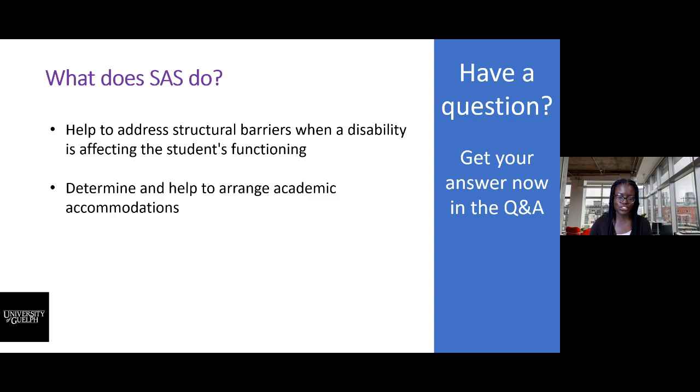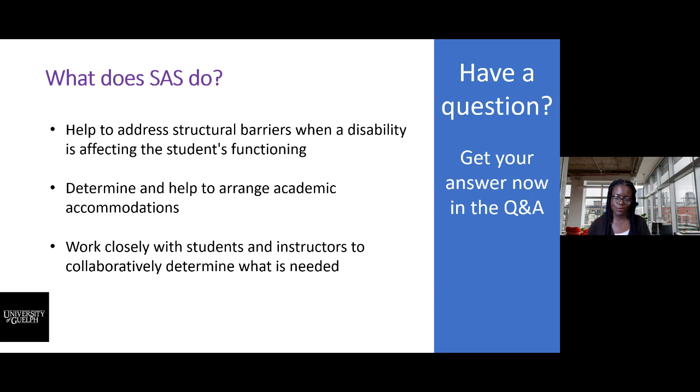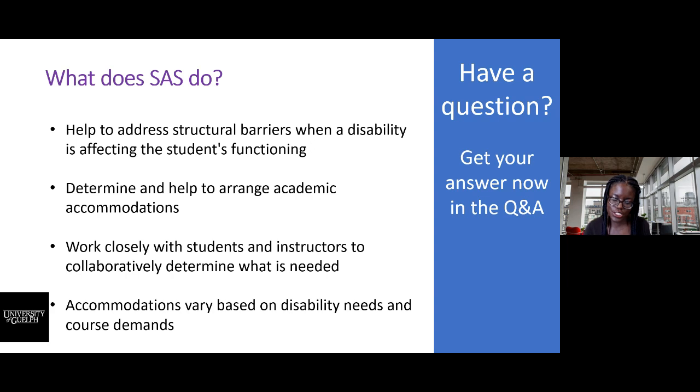So we determine and help to arrange academic accommodations, and we work closely with students and instructors to collaboratively determine what's needed. So it's not a case where we're going to decide everything and just tell you, okay, here are your accommodations. If you are an incoming student, we are going to want to hear from you. Of course, we review your documentation, but we want to hear from you about what your questions and concerns are, what accommodations you've had in the past that have been helpful for you. We might not be able to duplicate exactly all of your accommodations, but we'll talk with you about other ways to address your concerns, because accommodations will vary based on individual disability needs. Sometimes students will come in and they'll say, well, my friend gets this accommodation.